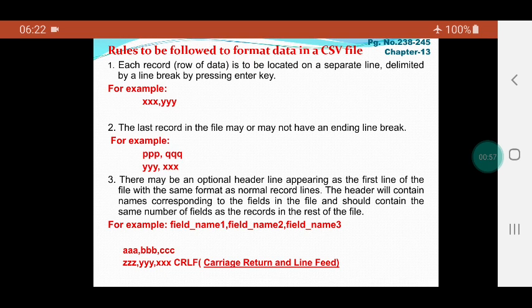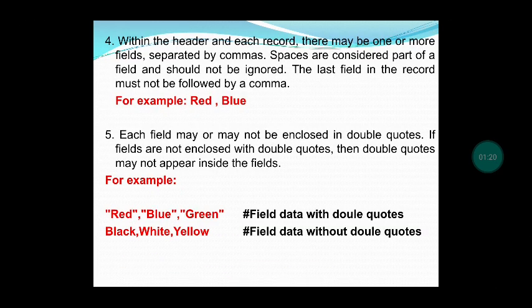And the third rule is, there may be an optional header line in the first line of the file. For example, it may have field name 1, field name 2, field name 3. They should be separated by commas. And at the end of the line, we can give CRLF, that is carriage return and line feed, that is Enter.